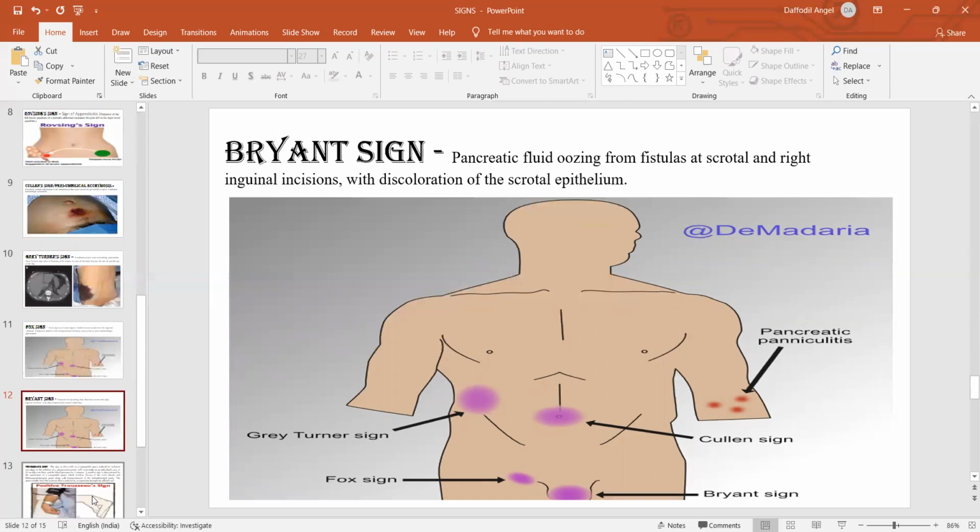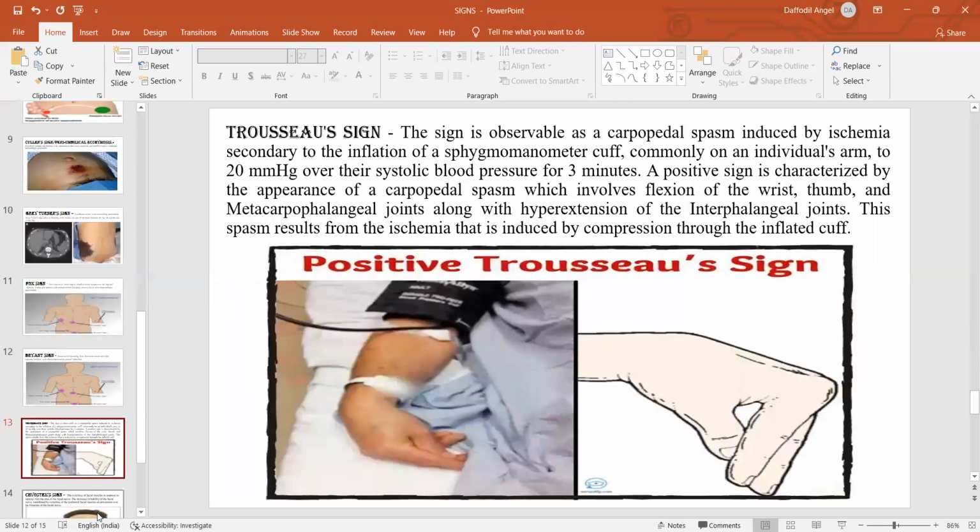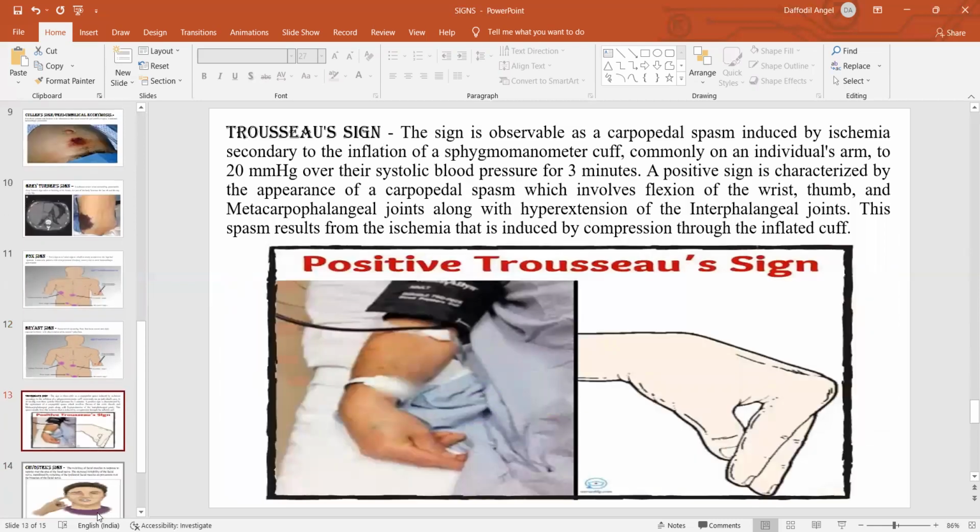And the next is Bryant sign. Pancreatic fluid oozing from fistulas at scrotal and right inguinal incisions with discoloration of the scrotal epithelium indicates Bryant sign.